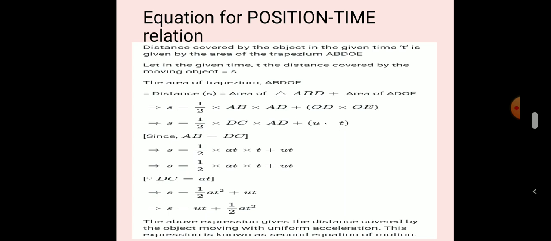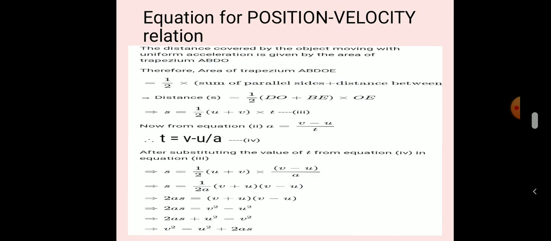This equation is giving the relation between the displacement and the time. This is known as the second equation of motion. We can use this expression to find out the distance covered by an object which is moving with uniform acceleration. Now let us start to derive the third equation of motion.